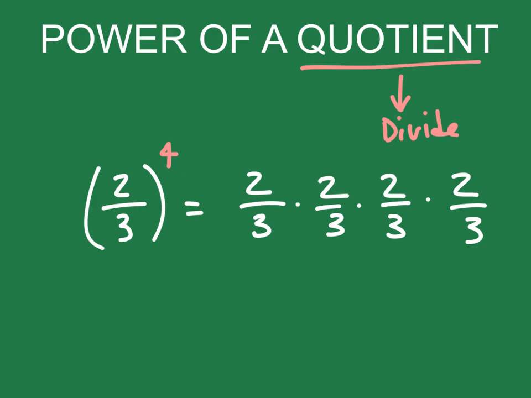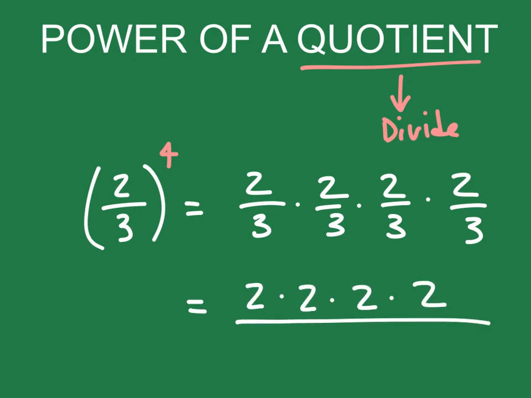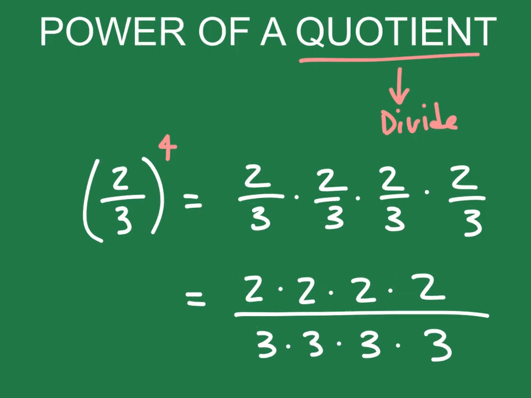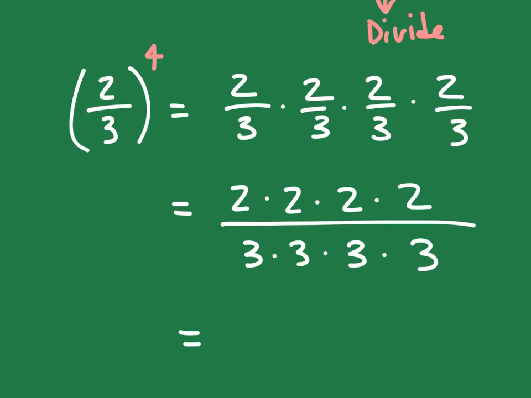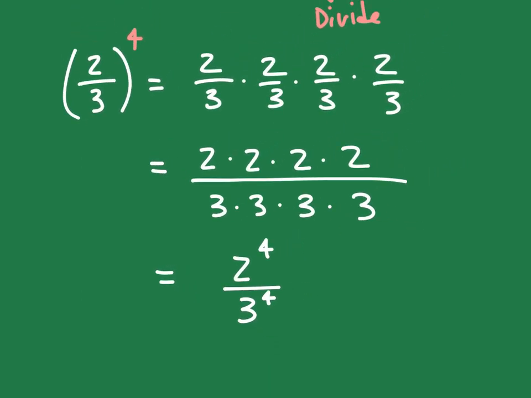When we are multiplying fractions together, remember that you want to just multiply your numerators and multiply your denominators. So my next step down, I'm going to write this as 2 times 2 times 2 times 2 all over 3 times 3 times 3 times 3. Now that we're multiplying 2 by itself 4 times in the top, I can write that as 2 to the 4th power. If we're multiplying 3 by itself 4 times in our denominator, we can write that as 3 to the 4th power. That's the idea here, is to arrive at this.